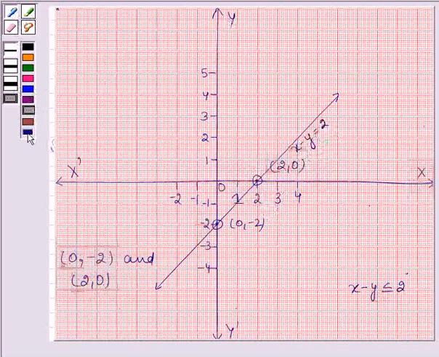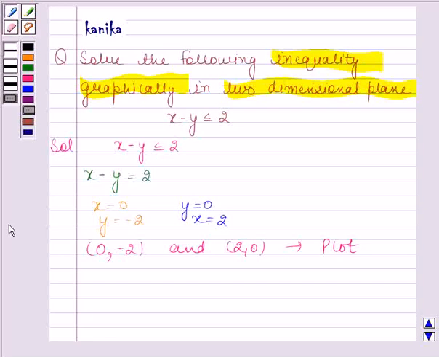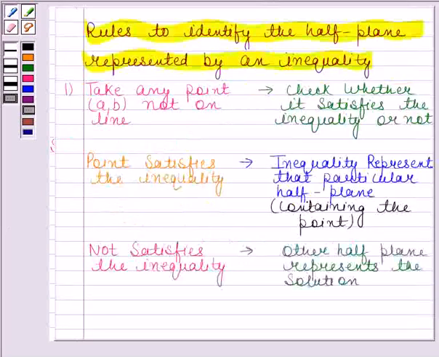This line divides the plane into two half planes, that is 1 and 2. Now we have to identify the half plane represented by the inequality. According to the first rule, we have to select a point which does not lie on the line, and then we have to check whether it satisfies the inequality or not. If this point satisfies the inequality, then the inequality represents that particular half plane containing the point. But if the point does not satisfy the inequality, then the other half plane, that means the half plane which does not contain the point, represents the given inequality.